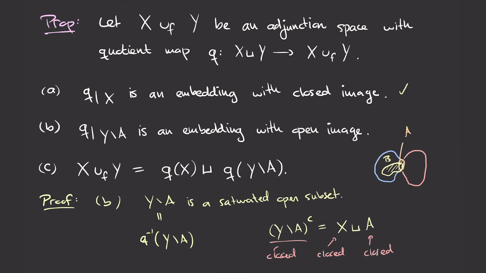Why is this useful? Well, we saw in the second video on quotient spaces that if we have a saturated open subset of the original space, then the restriction of a quotient map to that saturated open subset is again itself a quotient map. So while you can't always restrict a quotient map to some subspace to get another quotient map, you can do so if the subspace you're restricting to is a saturated open subset of the original space. So in total, we've shown that Q restricted to Y minus A is again a quotient map.